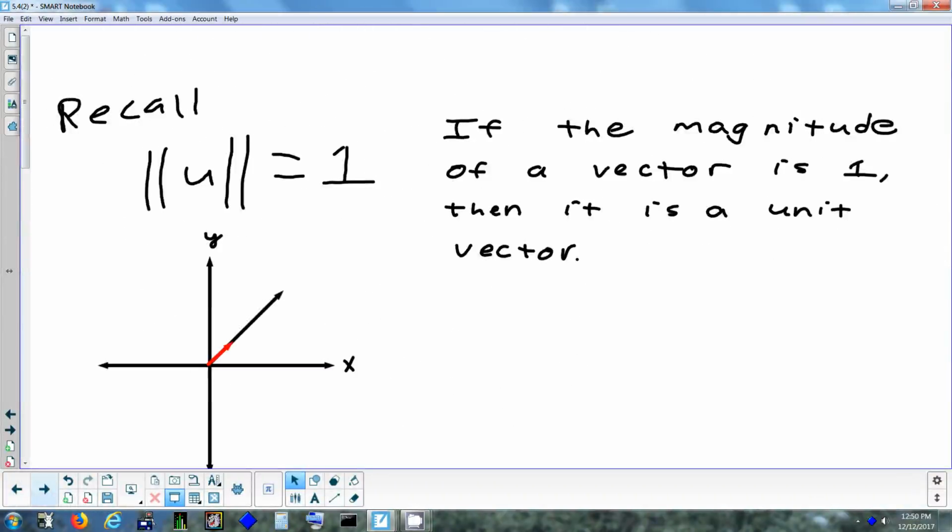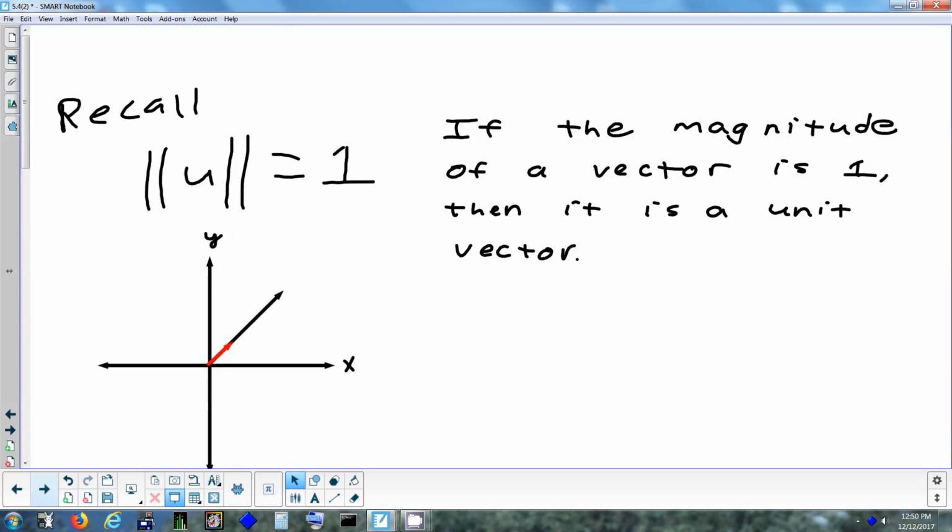All right, so let's look at a little bit of the concept of unit vectors. Remember that if a vector's magnitude is equal to 1, then it's a unit vector. You should already have that in your notes. The idea is we're going to be given a vector that's not a unit vector, and we're going to turn it into a unit vector. To do that, you are not allowed to change the direction. All you are allowed to do is lengthen or shorten it to make it exactly 1 unit long.